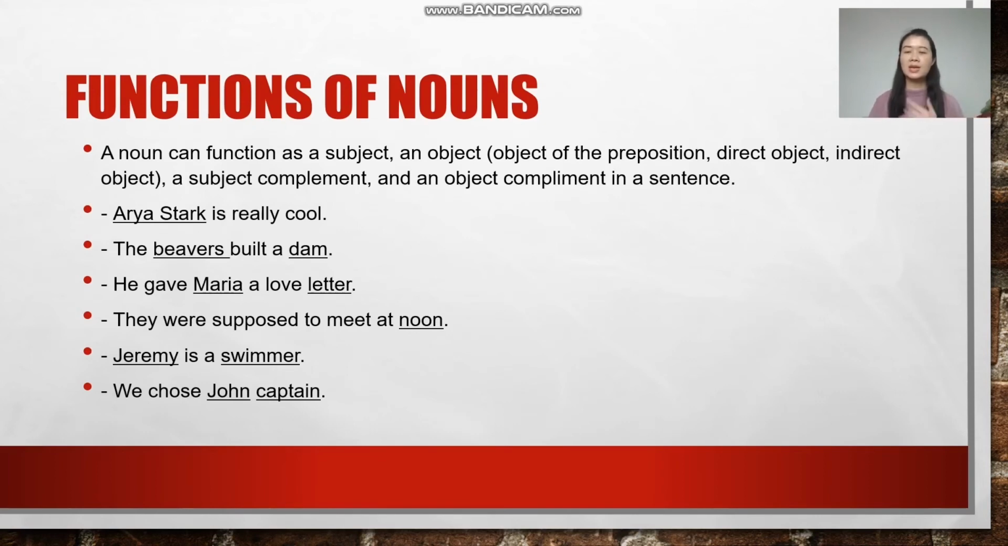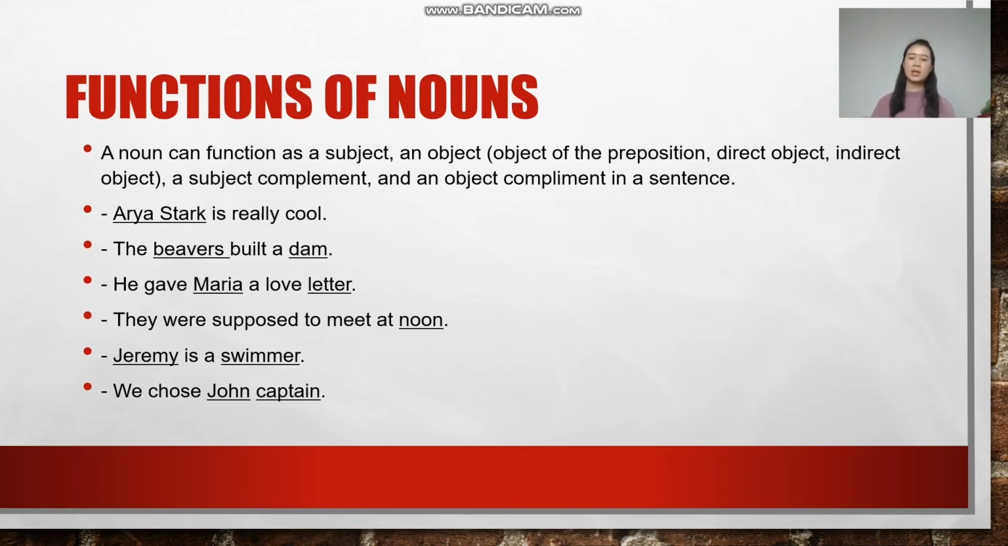Next one, he gave Maria a love letter. So after the verb, that is the position of the object. So it's possible that we can have 2 objects right after the verb. In this sentence, we have Maria and we have letter. These 2 words, they are nouns and both of them, they are objects. One of them is direct object and another is indirect object.